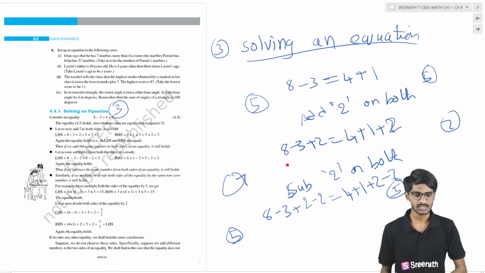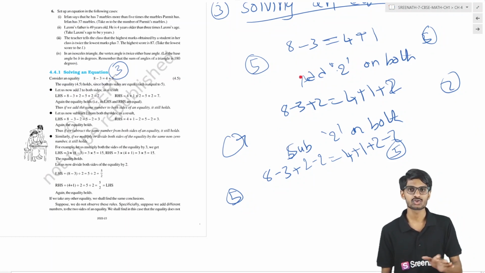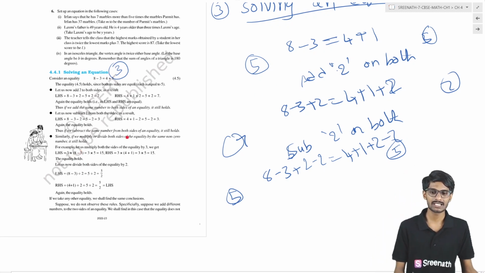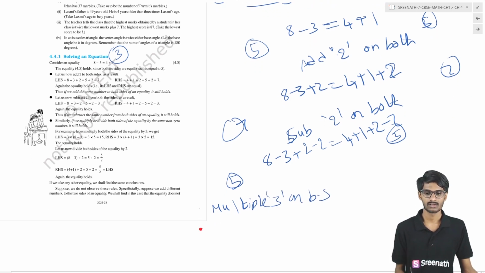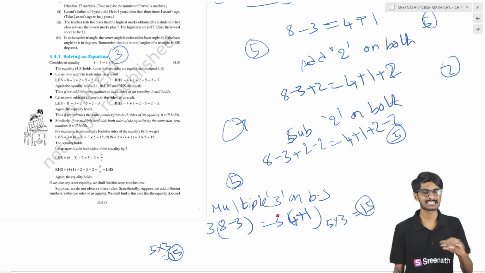Okay, students, so what is the conclusion? Whenever we add or subtract on both sides, there is no change in the equation, and the equation still holds. Now multiply by 3 on both sides. So 3 into (8 minus 3) is equal to 3 into (4 plus 1). That becomes 5 into 3, equal to 15 on the left side, and 5 into 3, again 15 on the right side. So multiplying by 3 on both sides does not change the equation.